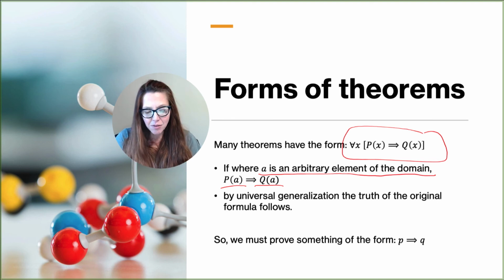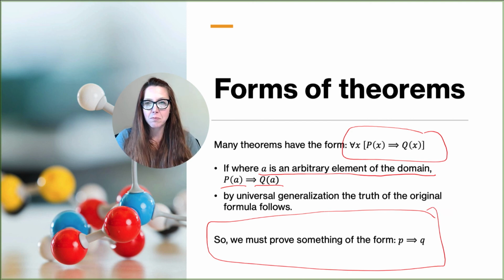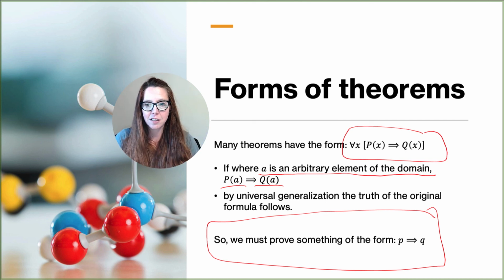And so generally what that means is this all boils down to proving something of the form P implies Q, right? If our standard approach to solve for all x, P of x implies Q of x, what we're really doing is saying, assume this one thing is true and show that another follows.